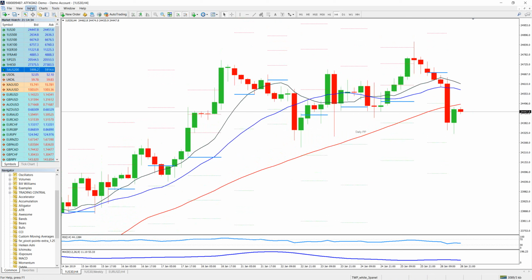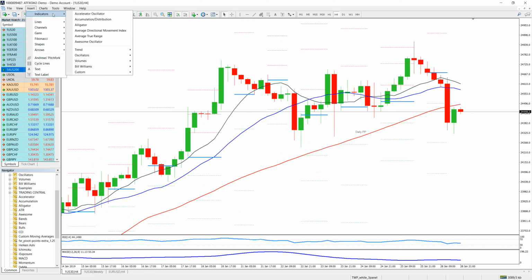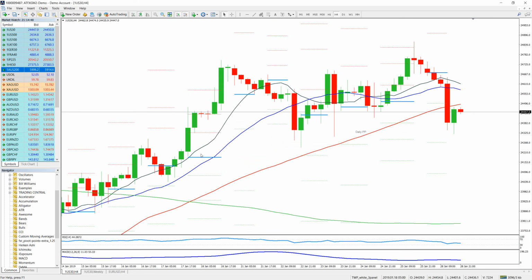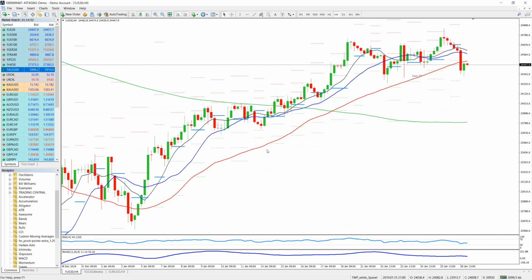I think I can go ahead and just add that in again. So let's go to indicators, trend, and just throw in the moving average. I'll put in a 200 simple moving average, nothing too fancy, straight out of the box. I'll make it slightly darker so I can see it. And there we go, here's my moving average placed in there.